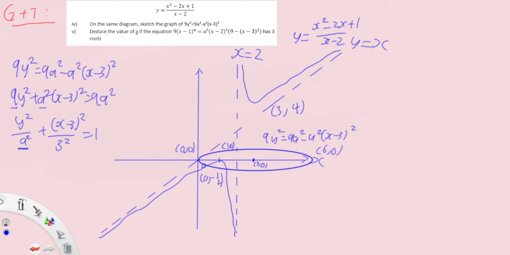What's next? Now part 5: deduce the value of a if the equation 9 (x minus 1) to the power 4 equals a squared (x minus 2) squared (9 minus (x minus 3) squared) has 3 roots.